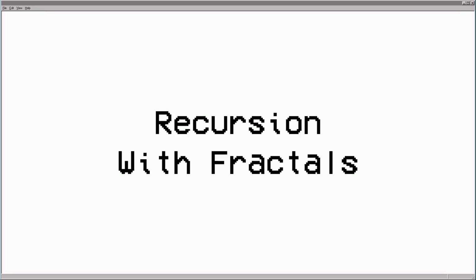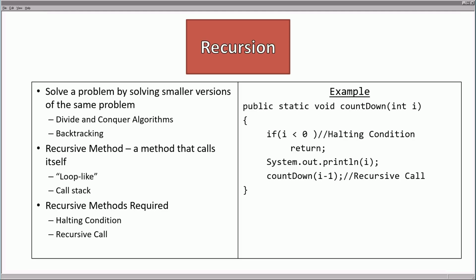Today, we're going to discuss recursion with fractals. In a previous lecture, we started discussing recursion, which is a way we can start solving problems by solving smaller versions of the exact same problem. Now, recursive methods are loop-like. However, they do utilize the call stack in order to afford us elements like backtracking.